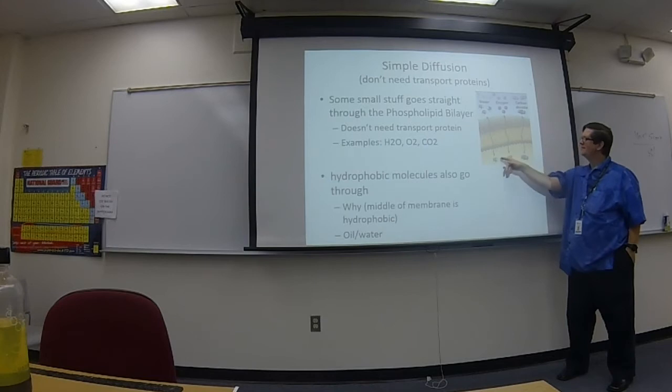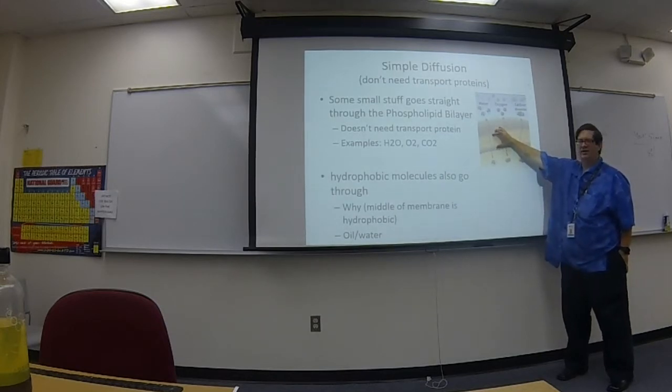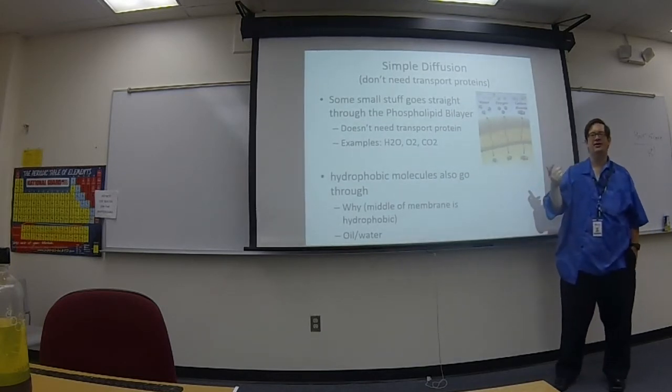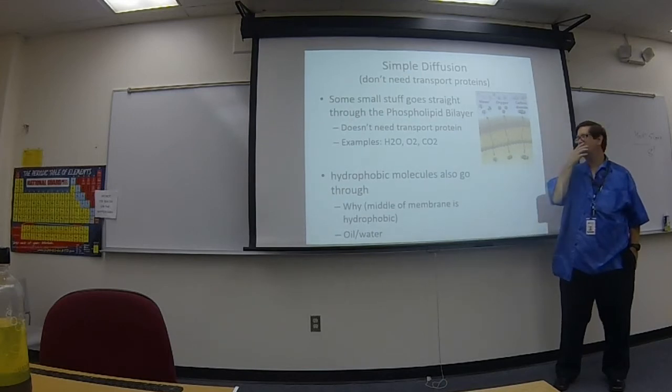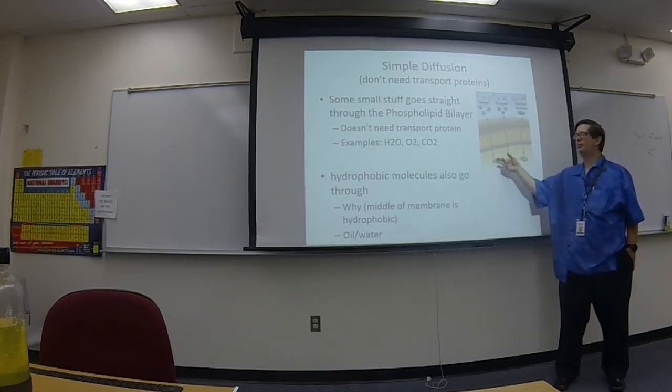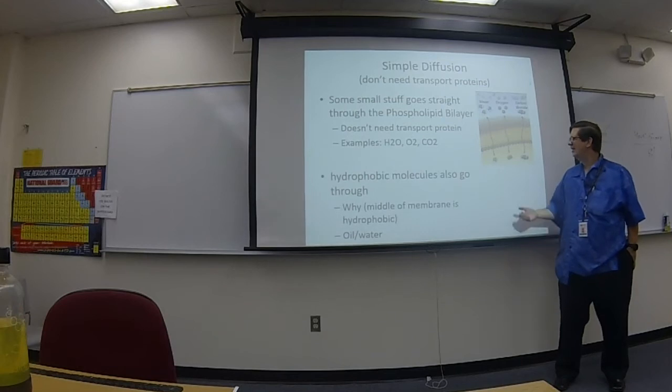Jeremy, what's the problem with this? Polarized. Exactly, it's polar. This is hydrophobic. It hates polar things, especially water molecules. So how does water get across that? We're saying this moves through simple diffusion, or in this case simple osmosis. How can that get across?